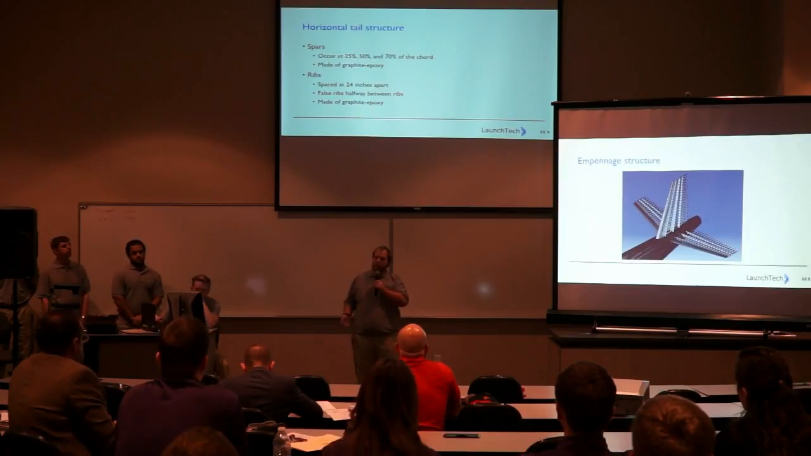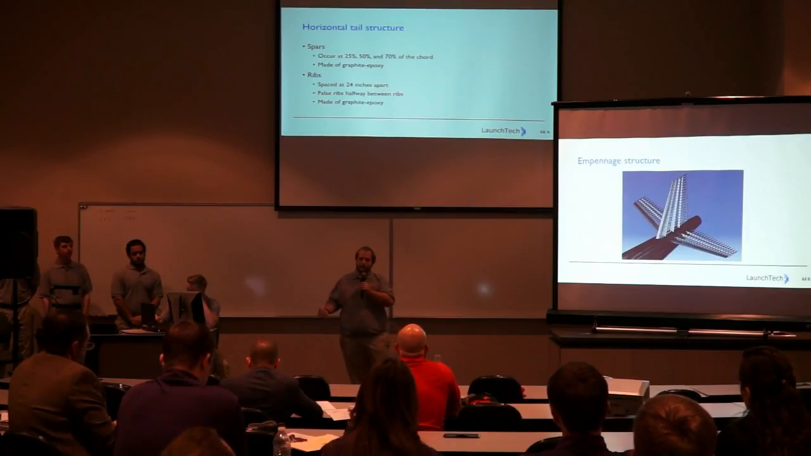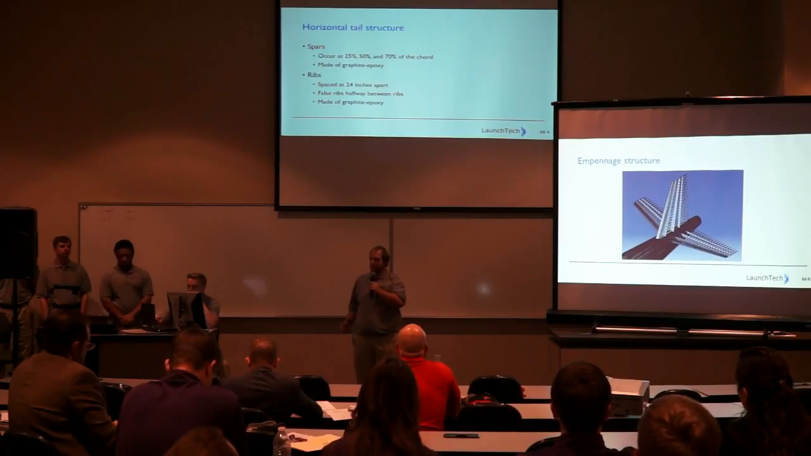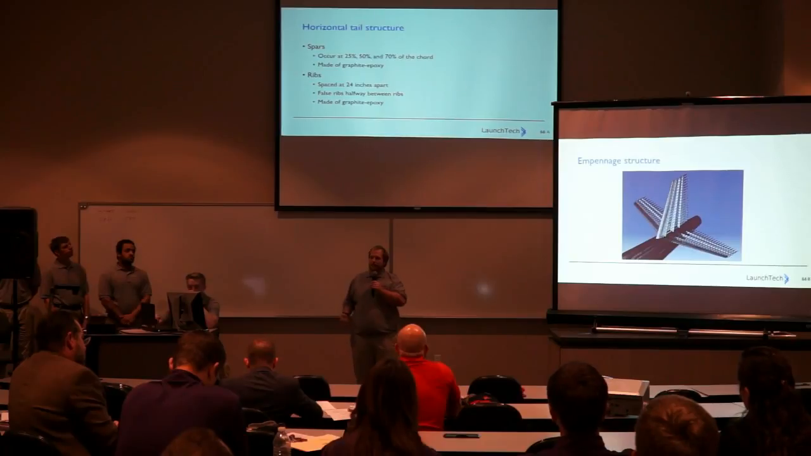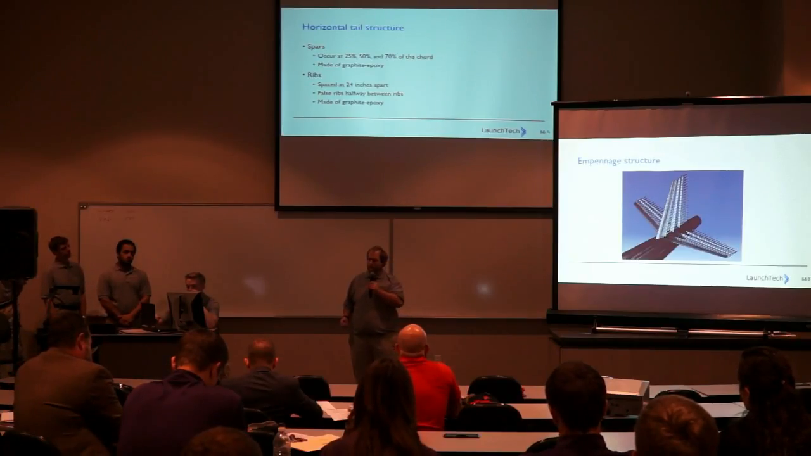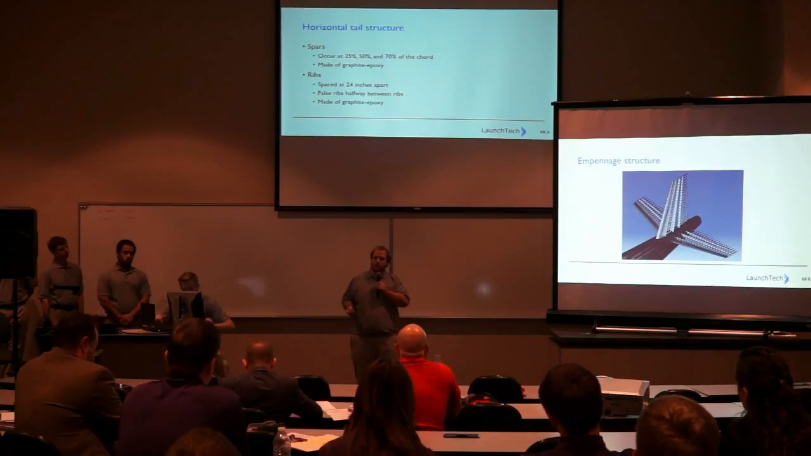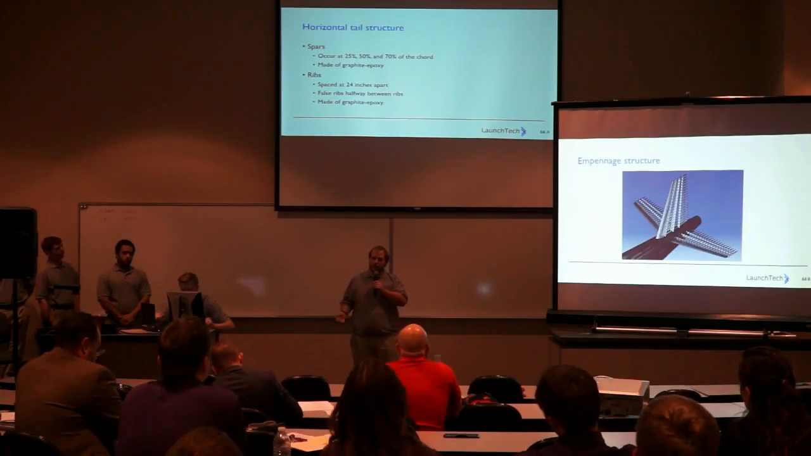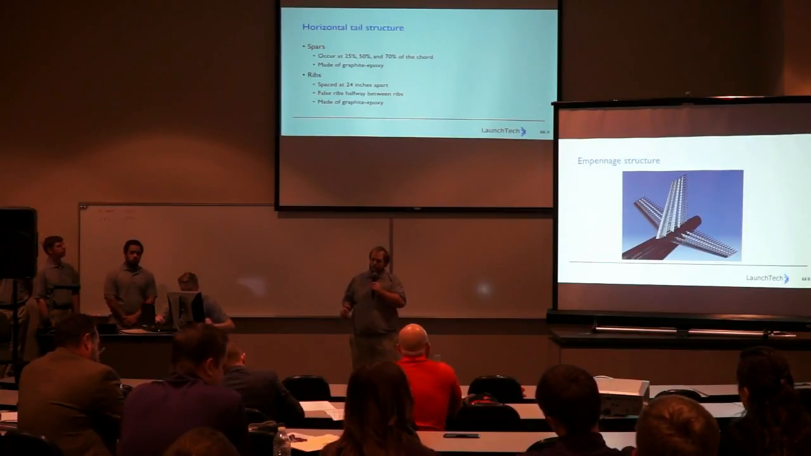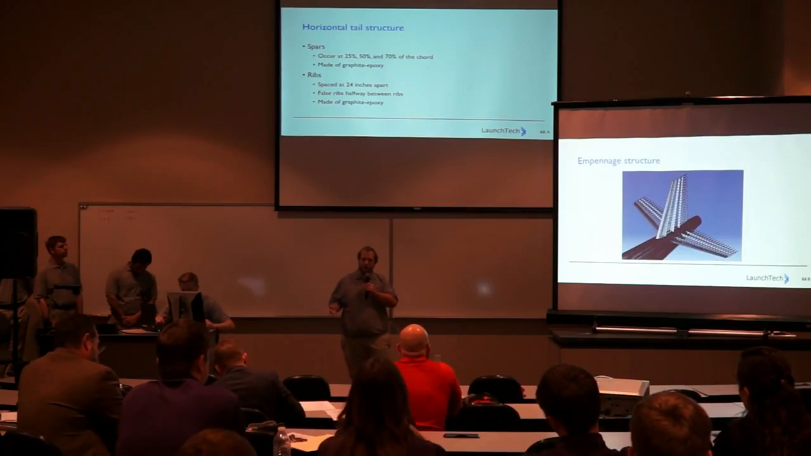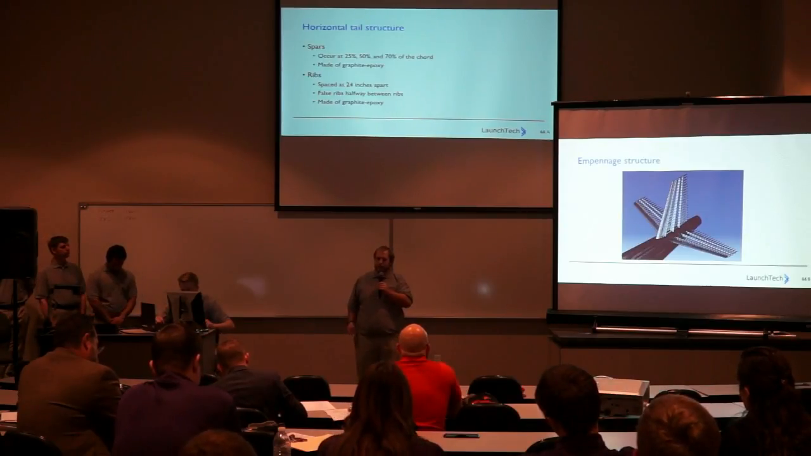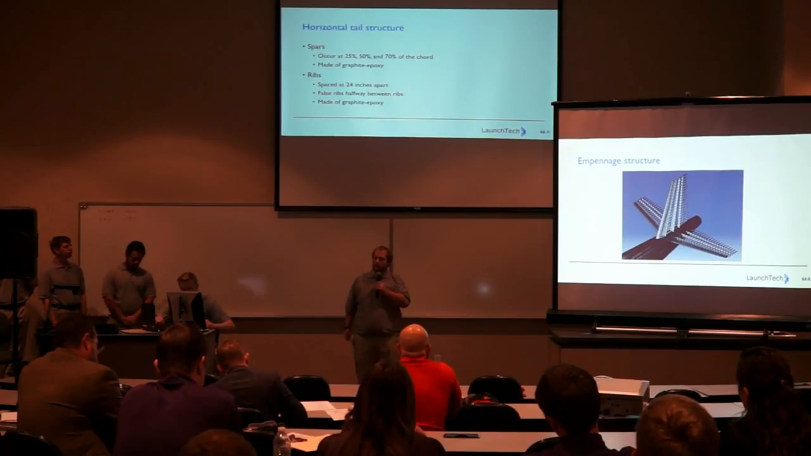The spars here occur at 25%, 50%, and 70% of the wing, or 70% of the horizontal tail, excuse me. And the last spar also serves as the attachment point for the PT-1's elevators. These spars are made of graphite epoxy this time around. The ribs are spaced 24 inches apart, and there are 40 ribs along the horizontal tail. There are also false ribs in the horizontal tail spaced halfway between each real rib. The ribs are made of graphite epoxy as well.